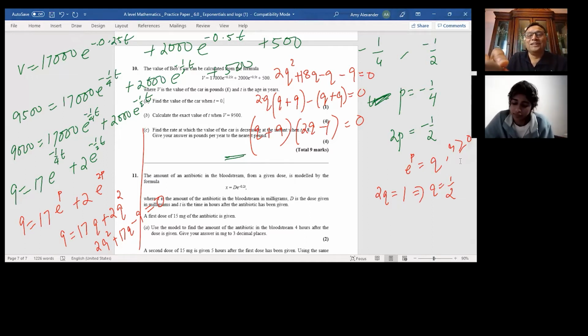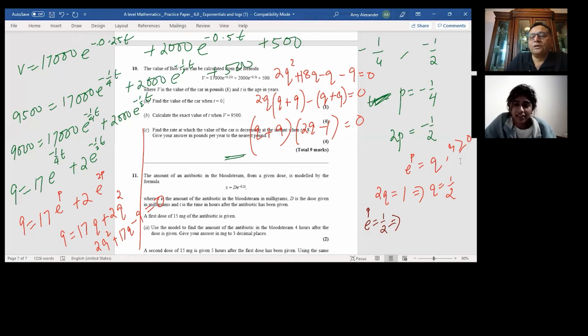Okay. Now you have to get back and get the solution. By breaking it down like this, e to the power of p is q, right? So e to the power of p is half. And we said p was minus a quarter t, so we just sub that back in.